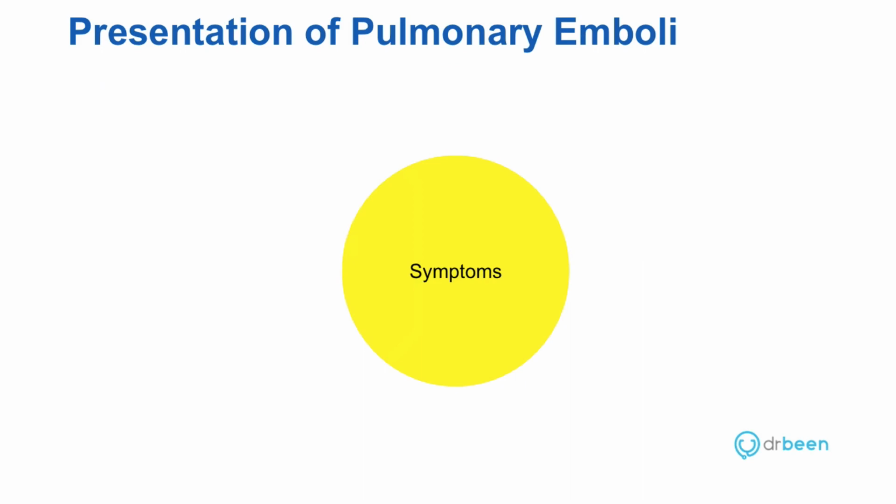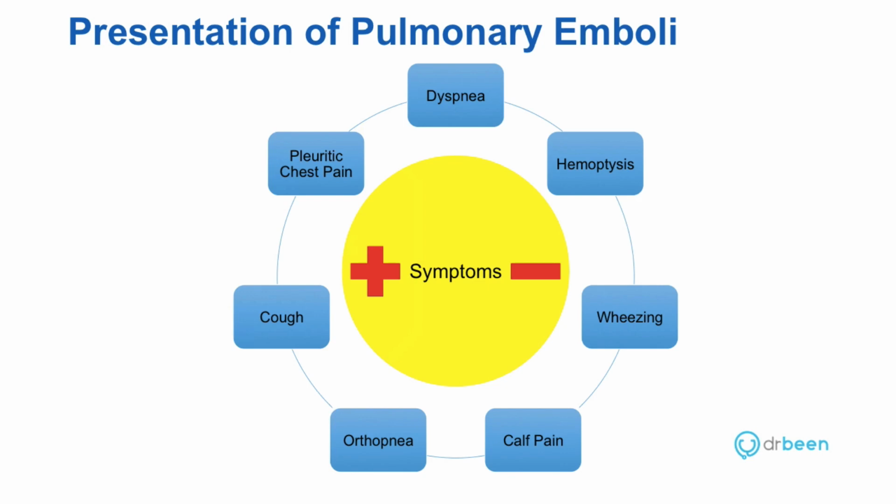We can also describe emboli as either symptomatic or asymptomatic. If your patient has a PE and they're symptomatic, it can occur as dyspnea, hemoptysis, wheezing, calf pain, orthopnea, cough, and commonly in sudden onset of pleuritic.